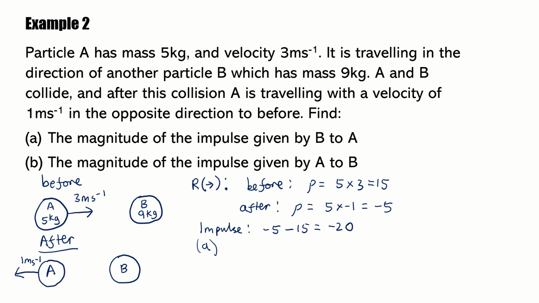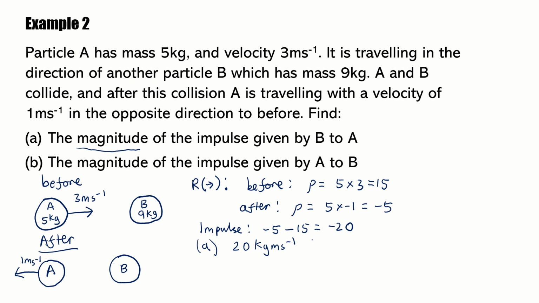So that's what our impulse calculation was, but interesting, when we're coming to answering part A now properly, it's asking for the magnitude of the impulse given by B to A. So the word magnitude just means the size, so therefore we don't actually care about that minus 20 because that minus sign is just telling us about the direction. So therefore actually the answer is just 20 kilogram meters per second. So there we go, that is the answer to part A.